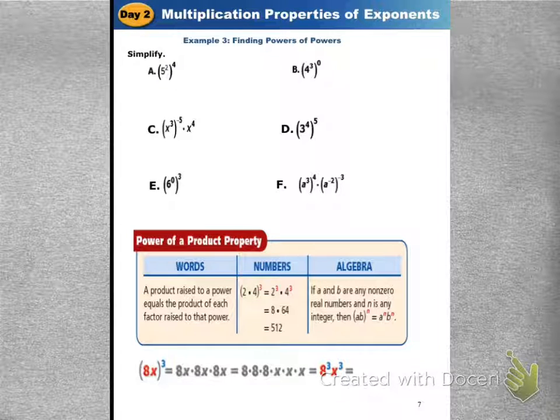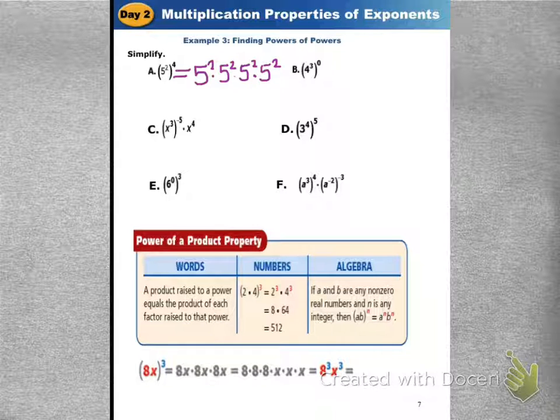So let's go ahead and look at a few examples. And again, we're going to try a few together, and then I'll have you try a few independently. So this first example shows a base of 5 that is squared initially, but then it's being raised to the 4th power. So what that really means, and I guess maybe to take a step back and show you why this property works, is this really means 5 squared times 5 squared times 5 squared times 5 squared.